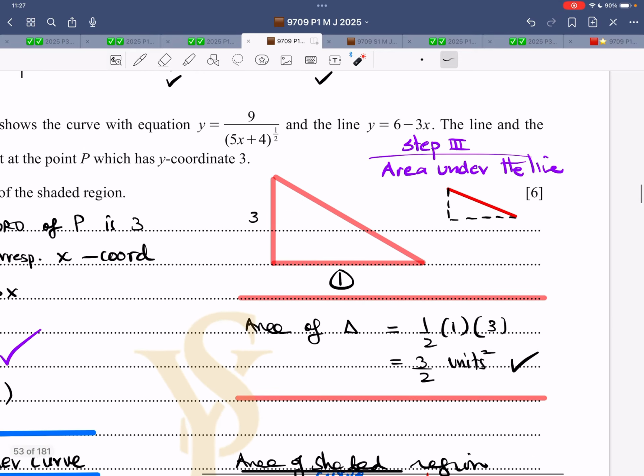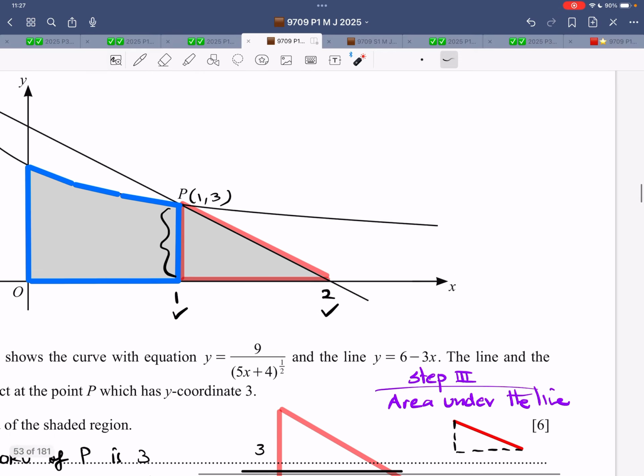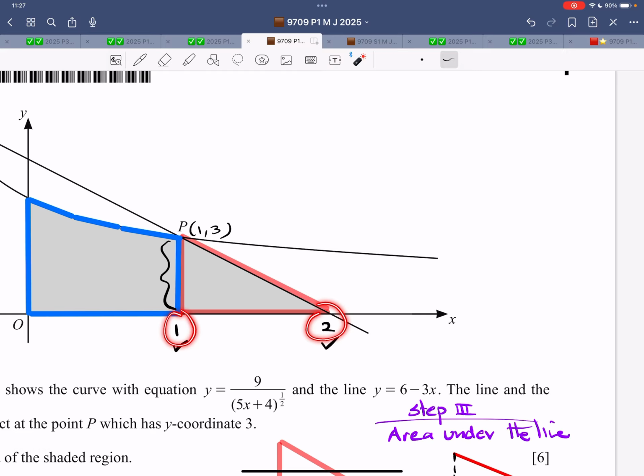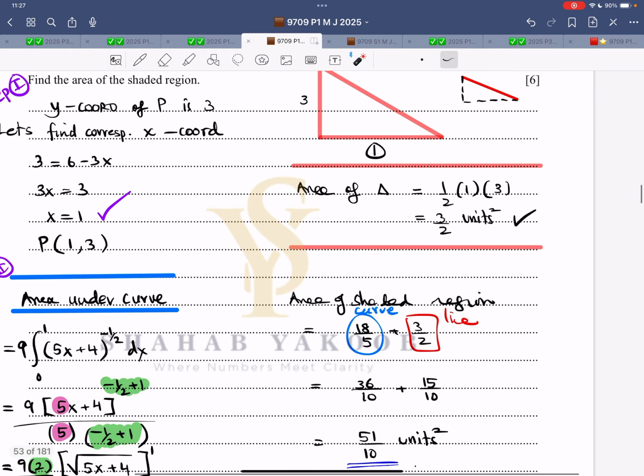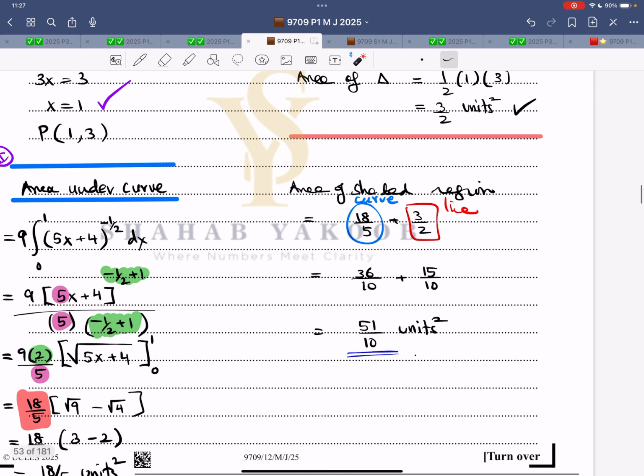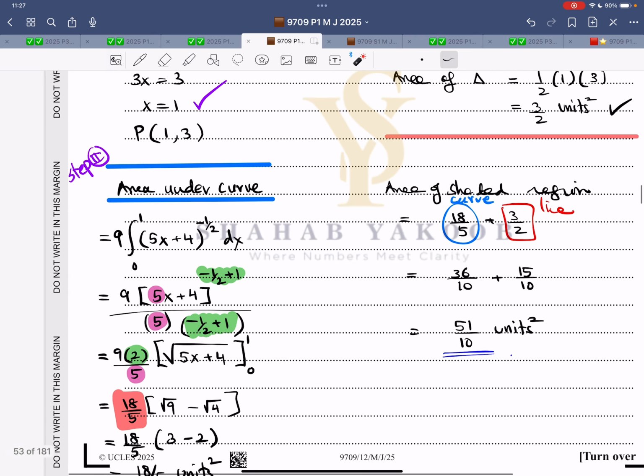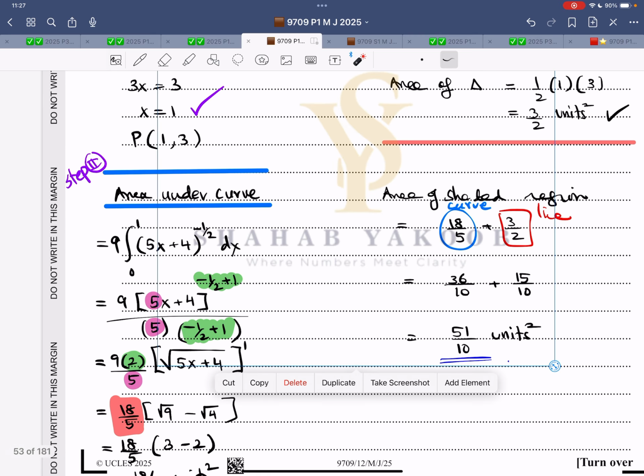Now, what's the next one? Step 3, that's area under the line. This is 1, this is 2. The base is 1 unit, height is 3 units. No need of integration. So area of triangle, half into base into height, that is this much. Area of shaded region is area under the curve plus area under the line. Simply add it up, leave the answer in fractions. So now this thing is done.